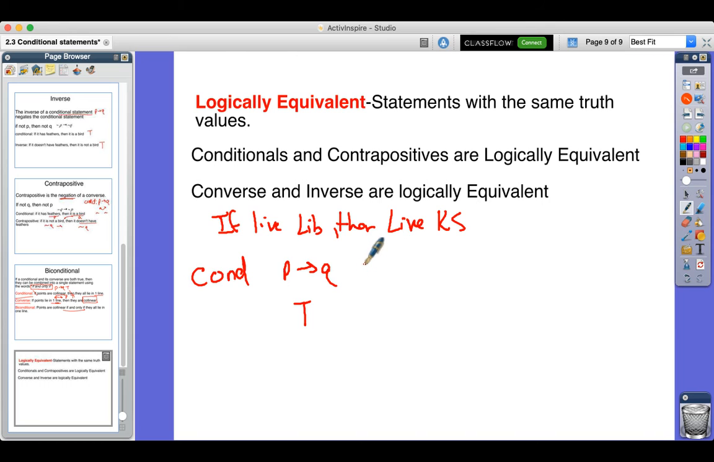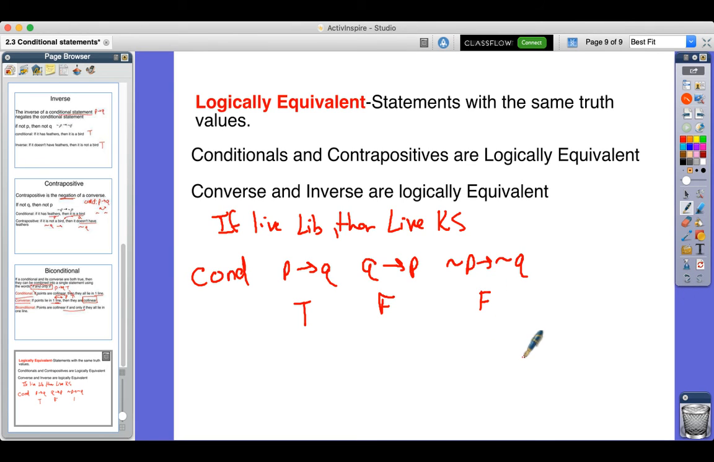Okay, let's look at the converse. Just flip it. Q implies P. If you live in Kansas, do you live in Liberal? Not necessarily. So that's false. Okay, let's look at the inverse. If you don't live in Liberal, then you don't live in Kansas. So not P implies not Q. That's false. Sorry about that, I put true. Just because you don't live in Liberal does not mean you don't live in Kansas.